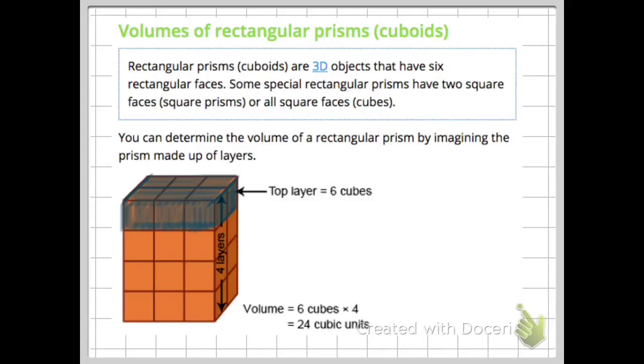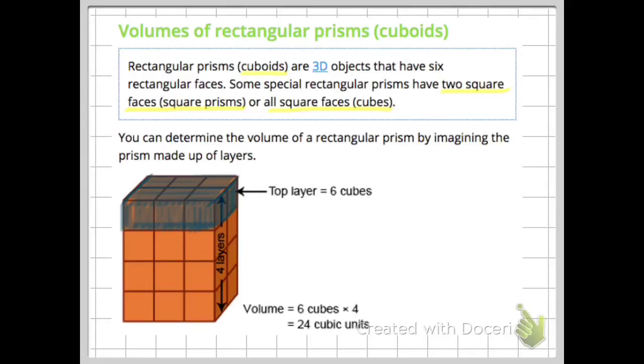Alright, so now we're going to focus on figuring out how to work out the volume of a rectangular prism. But first we should note that they're also known as cuboids, and there are a couple of special examples. First of all, if there are 2 square faces, it's going to be called a square prism, and if all of the faces are square, we simply call it a cube.